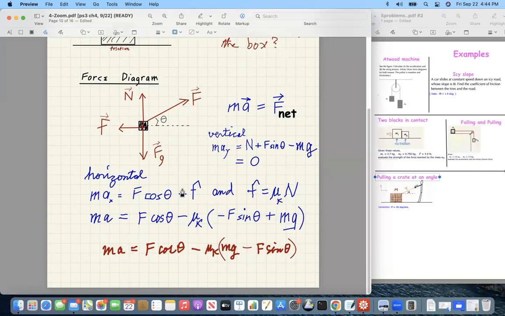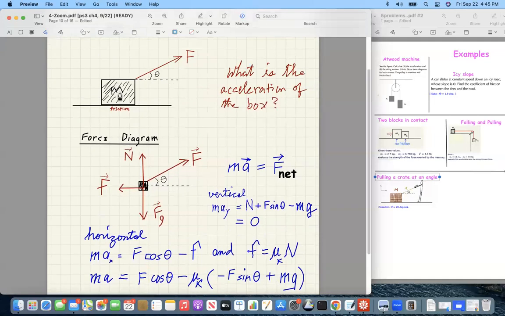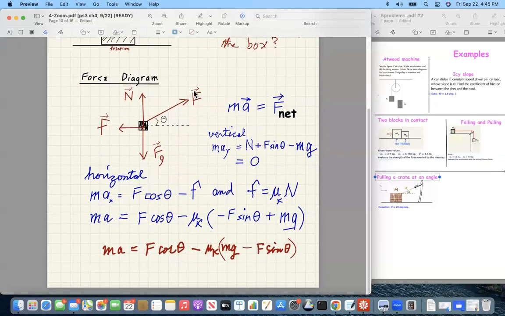So you have a horizontal component, max, x would be in the horizontal direction, is F cosine theta, that's the horizontal component of the tension force, minus F, the frictional force. And you have a vertical component where the acceleration is zero because the block is not going off of the surface, it's just sliding along the surface.